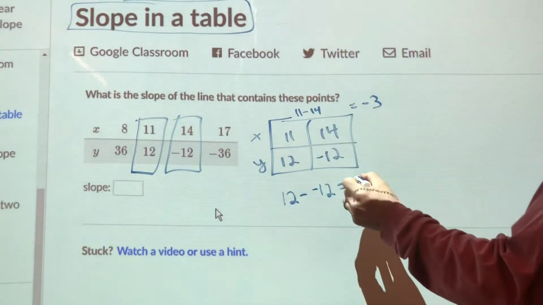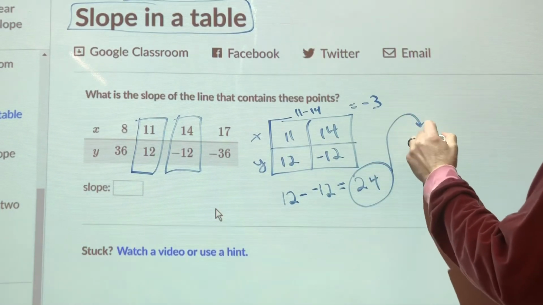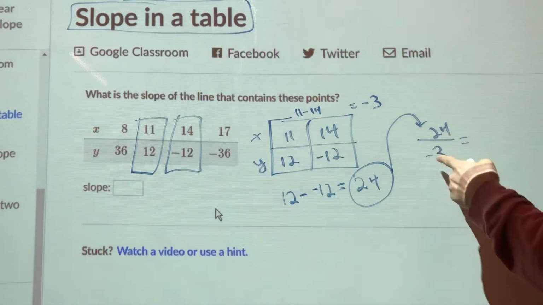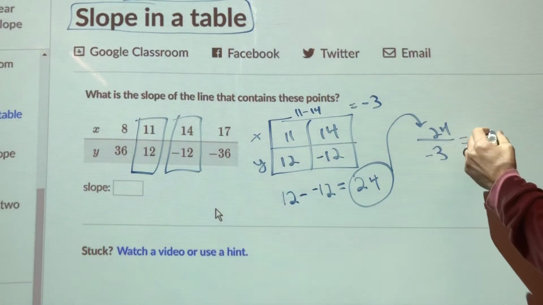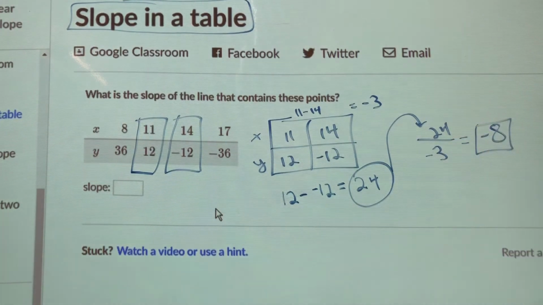And then I flip them, right? So this goes on the top, 24, and this goes on the bottom, negative 3. If you divide 24 by negative 3, it goes in evenly, and that's going to give me negative 8. So the slope of this is negative 8.